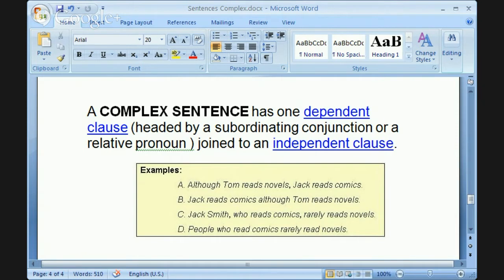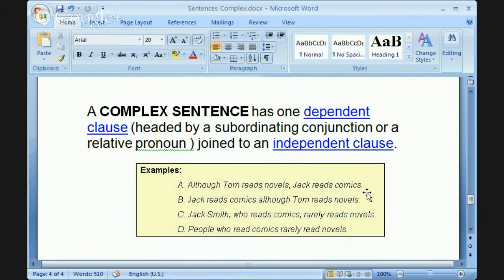Now, in example A, we have although Tom reads novels, then a comma. The next phrase, Jack reads comics. Well, Jack is a noun. It's a subject noun. Jack does an action. He reads. There's a verb. I have a subject and a verb. Hooray, I'm well on my way to making a simple sentence or an independent clause.